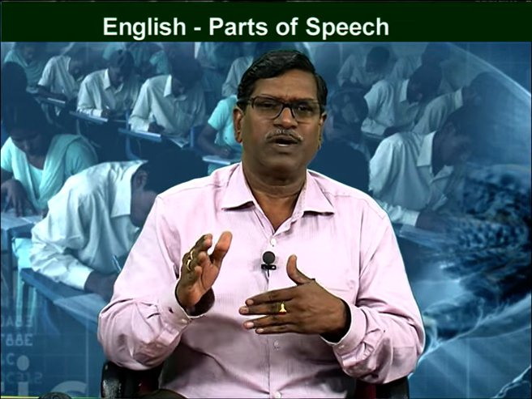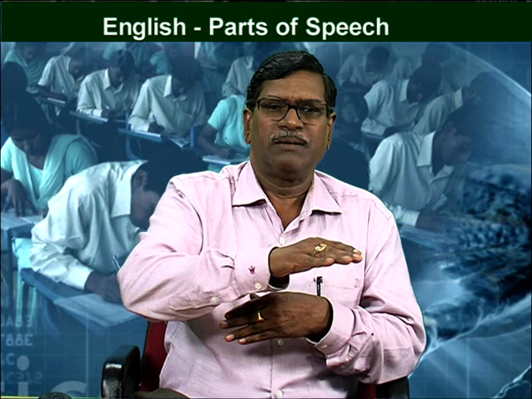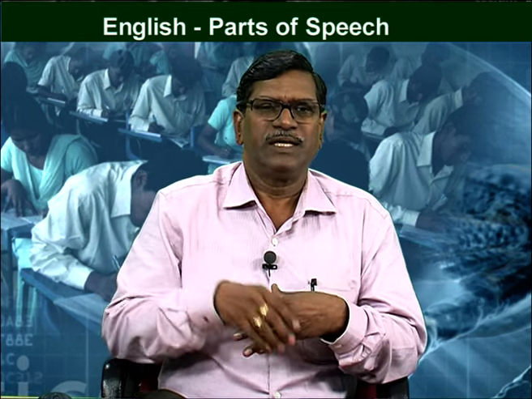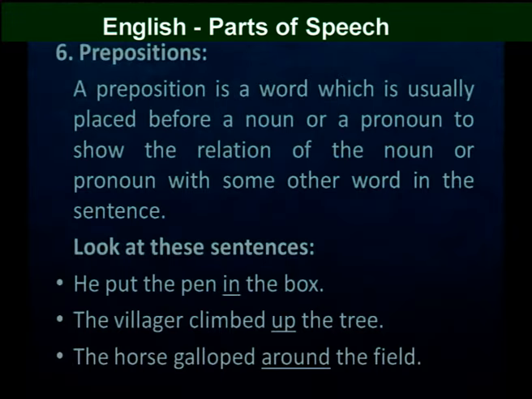ఒక నౌన్ ముందు వాడతాం దాన్ని. నౌన్ ముందు వాడుతూ ఈ నౌన్కును సెంటెన్స్లో ఉన్నటువంటి మరొక పదానికి మధ్య ఉండే సంబంధాన్ని ఇది ఎస్టాబ్లిష్ చేస్తుంది, ఈ preposition అనేటువంటిది. See, look, he put the pen in the box. ఇన్ అనేటువంటిది బాక్స్ ముందు వచ్చింది. ఈ బాక్స్లో పెట్టింది ఏమిటి? పెన్. ఆ పెన్నుని, బాక్స్ని, ఈ రెండింటికి మధ్య సంబంధాన్ని ఏర్పరుస్తుంది ఇన్ అనేటువంటిది.